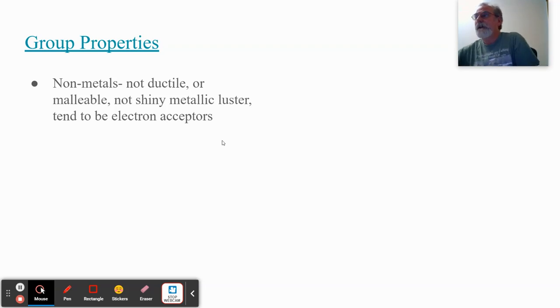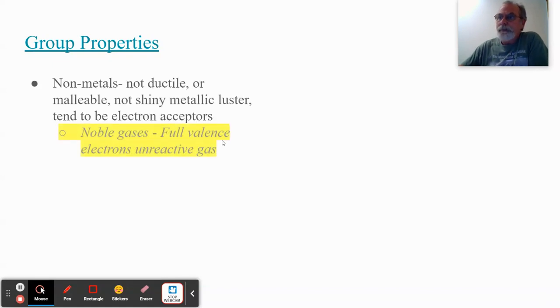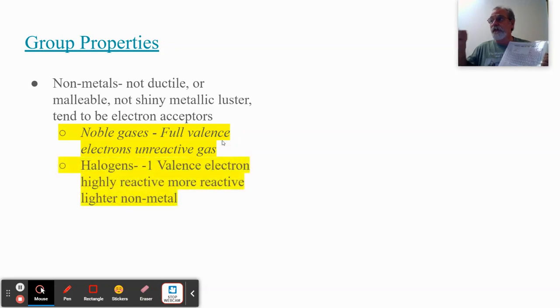Okay. They are typically electron acceptors. That means that their outer orbitals want to collect electrons. Noble gases is the first one, and that's that column on the far right. It's already full, so it's not going to react with anything. So the next one over is just missing one electron, and it's extremely happy to get it. So it's going to react.